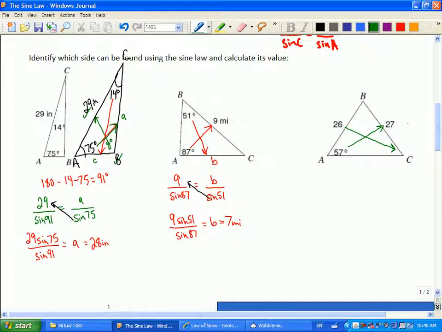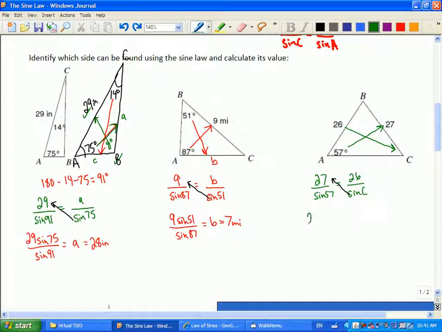All right, so what you should end up getting then is that if you pair these up, you'll have 27 over the sine of 57 is equal to 26 over the sine of C. Now we can rearrange this formula to try to figure out our missing piece. We're going to have a lot of pieces to move around here. We'd have to get this sine angle C up to the top.